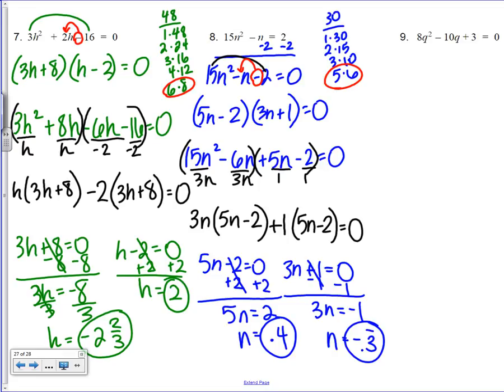All right, let's keep moving on here. Number 9 is set equal to 0. There are no GCFs. My leading coefficient is an 8 with a trinomial. So that means I'm going to have to multiply these two things together, and I need factors of 24. And there we are. Okay, so let's make these so I have them.